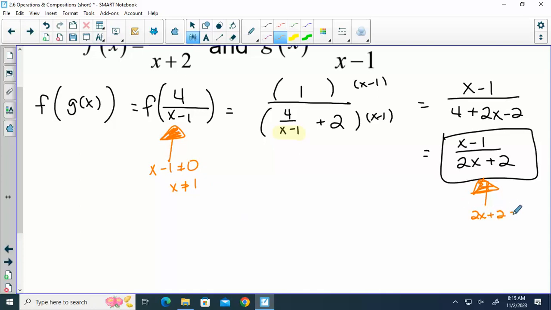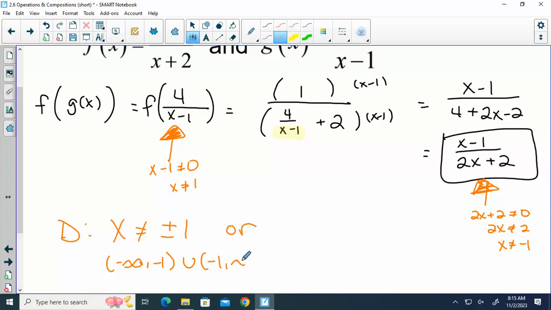And so when the bottom can't be 0, x can't be negative 1. So my final domain, my rule, if it's more than one value, I do let you just list it, so x can't be positive or negative 1. If you did the interval, it would be negative infinity to negative 1, union negative 1 to 1, union 1 to infinity.